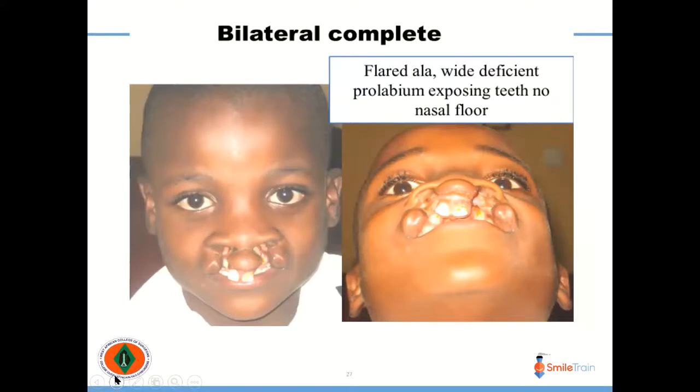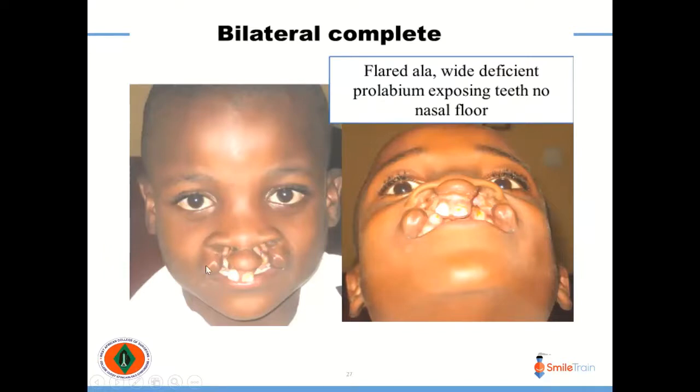I want to first of all start with this one that is bilateral. I did it under sedation and local anesthesia. It's a big boy, as you can see. The mother used him for begging until a charity brought him to us in Smartering. So note the flared ala, the wide deficient prolabium exposing teeth, and you can see that there is no nasal floor on either of the two.